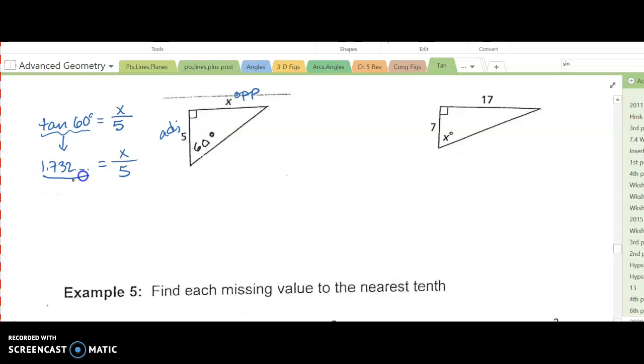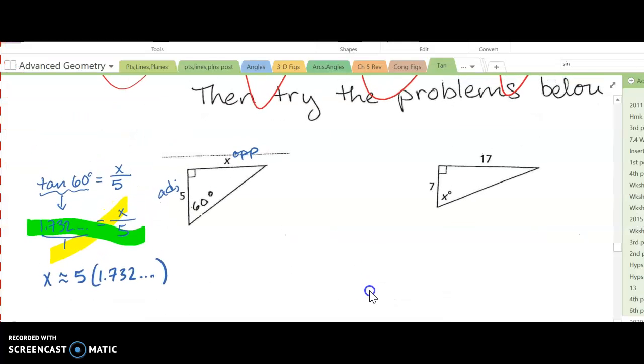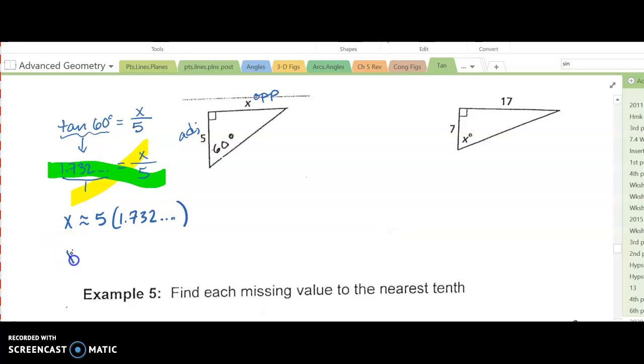Okay, then we're going to put this over 1, and we're going to cross multiply, just like we have been doing in order to get x by itself. So x times 1 is x. 5 times the 1.732 number. So we're going to go back to our calculator. And the easiest way to do this is just press times, and that tells your calculator automatically take my previous answer, that 1.732 number, and multiply it by 5. Enter, and I get 8.66. So I think we're going to the nearest tenth, aren't we? Oh, it didn't say. We'll go to the nearest tenth. So 8.7.